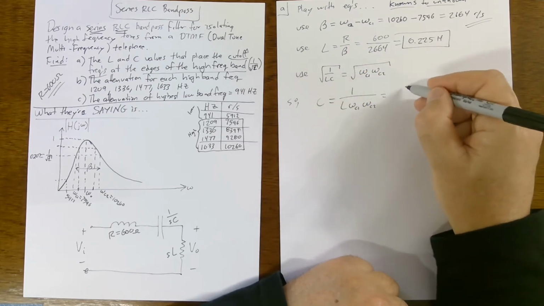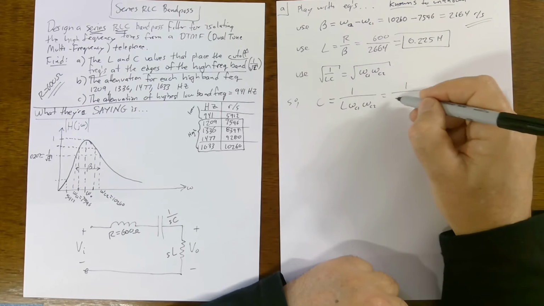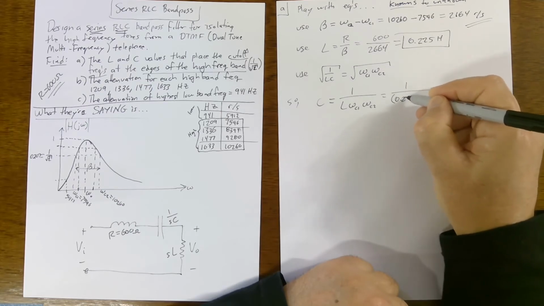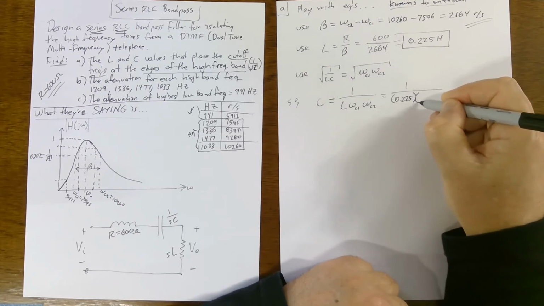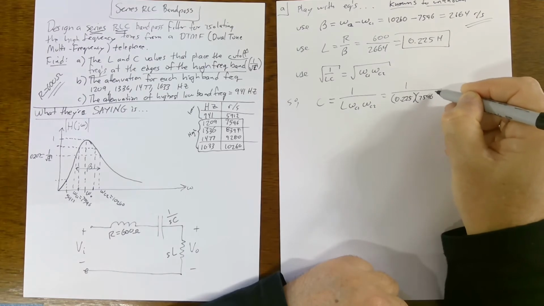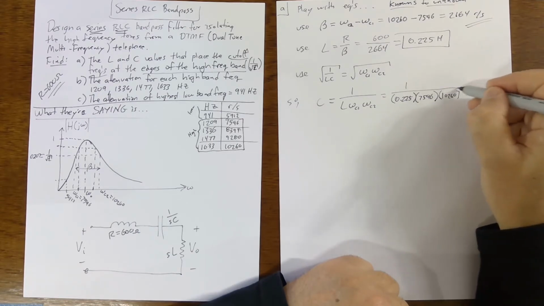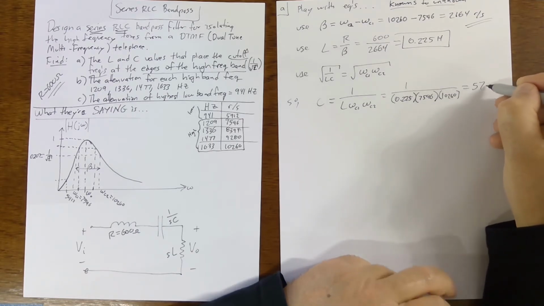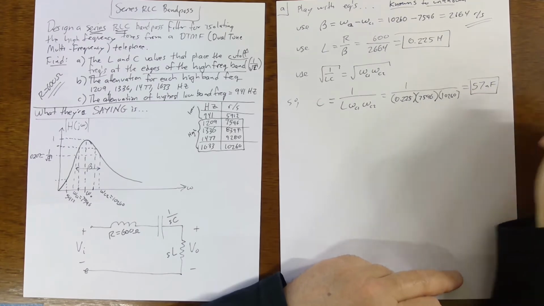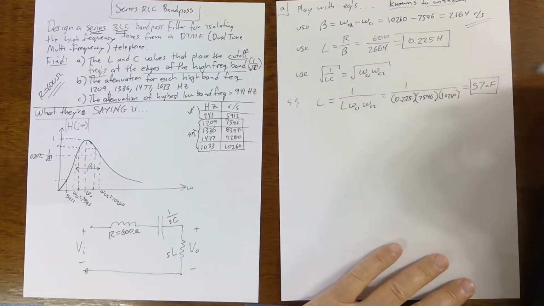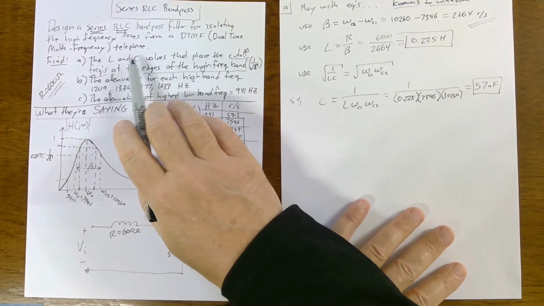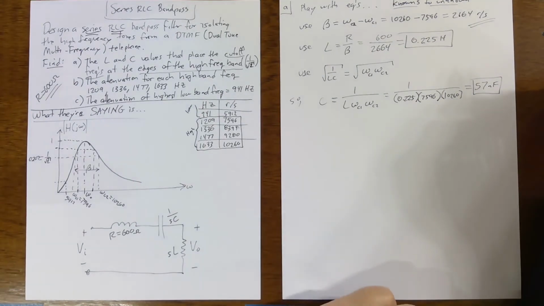So it's 1 over 0.225 henries, 7596 is the low cutoff frequency, and 10260 is the high cutoff frequency. You end up with 57 nanofarad. That's the L and the C values. That's part A. Okay, that was pretty easy.